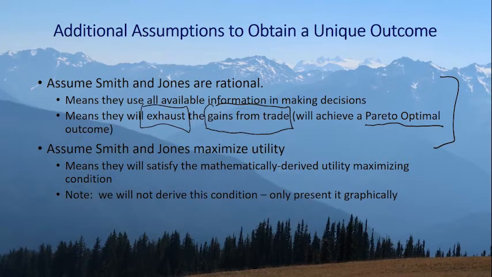Okay? And the Pareto Optimal outcome, in general, just means that there's no ability for them to trade any further and to realize a greater increase in utility for both of them. Okay? They're stuck in a sense. They can't do any better than what they've currently achieved. And if they reach that outcome, we're calling that a Pareto Optimal.